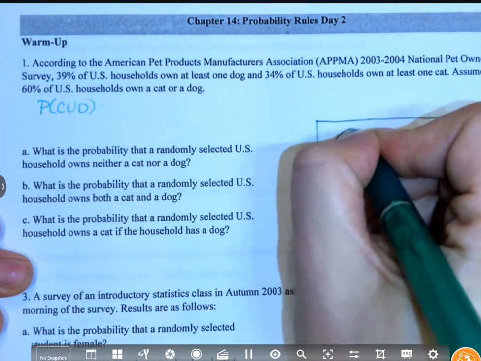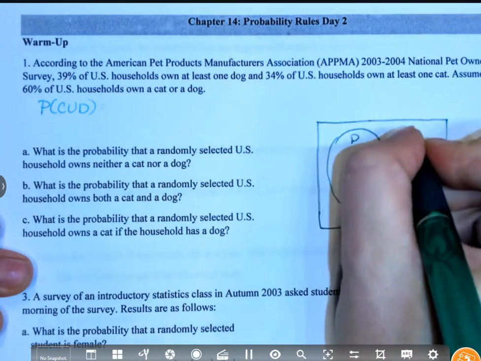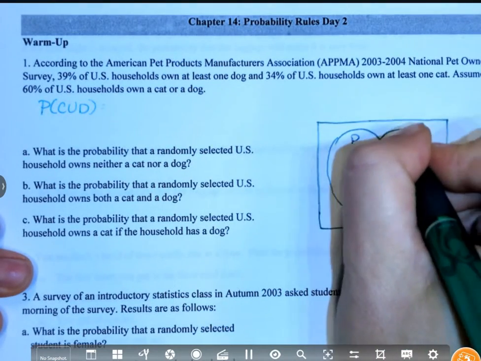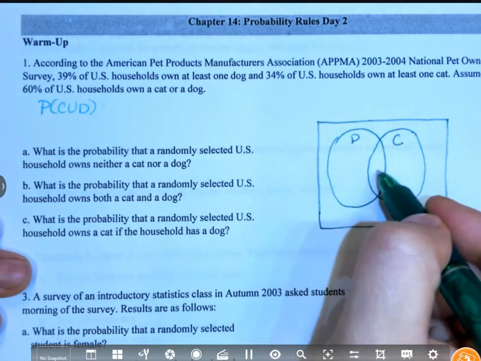Within that, I have a group of folks that like dogs or have dogs. I have a group of folks that have cats. I do have some people that have both. And the biggest question that I'm getting is, how do I know what number goes here?